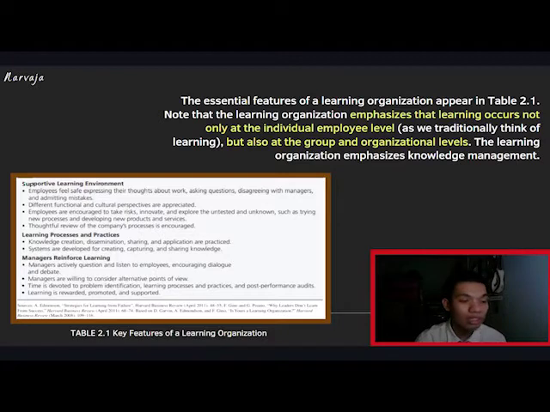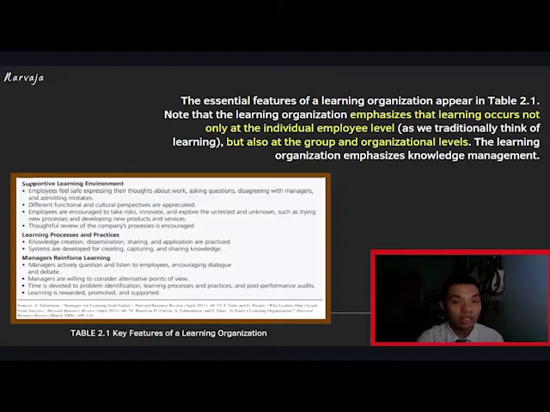The last one of the key features of a learning organization is that managers reinforce learning. Managers actively question and listen to employees, encouraging dialogue and debate. Managers are willing to consider alternative points of view. Time is devoted to problem identification, learning processes and practices, and post-performance audits. Learning is rewarded, promoted, and supported. Like managers, being a future HR practitioner involves rational thinking. When decision-making is needed, managers should be objective rather than subjective or fueled by emotion.